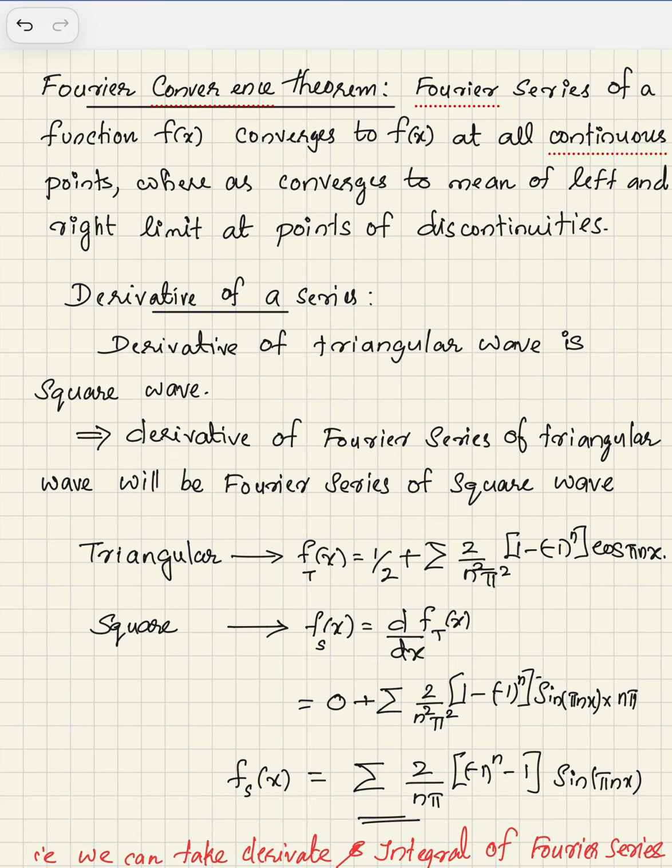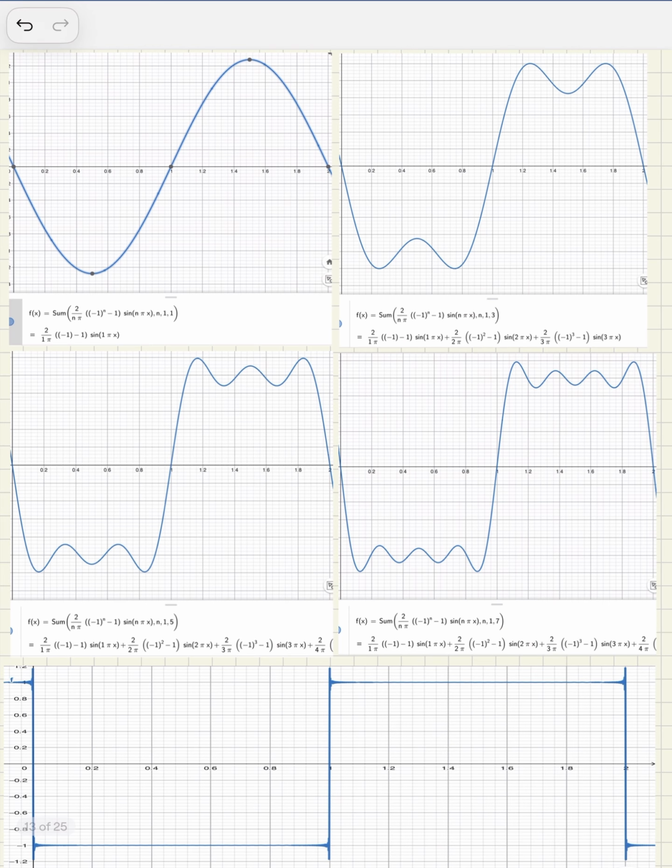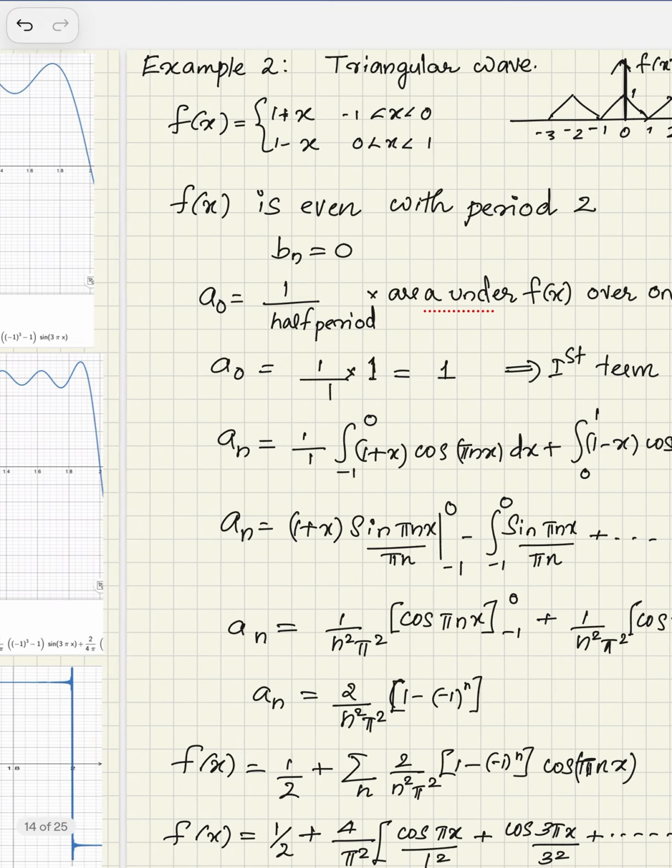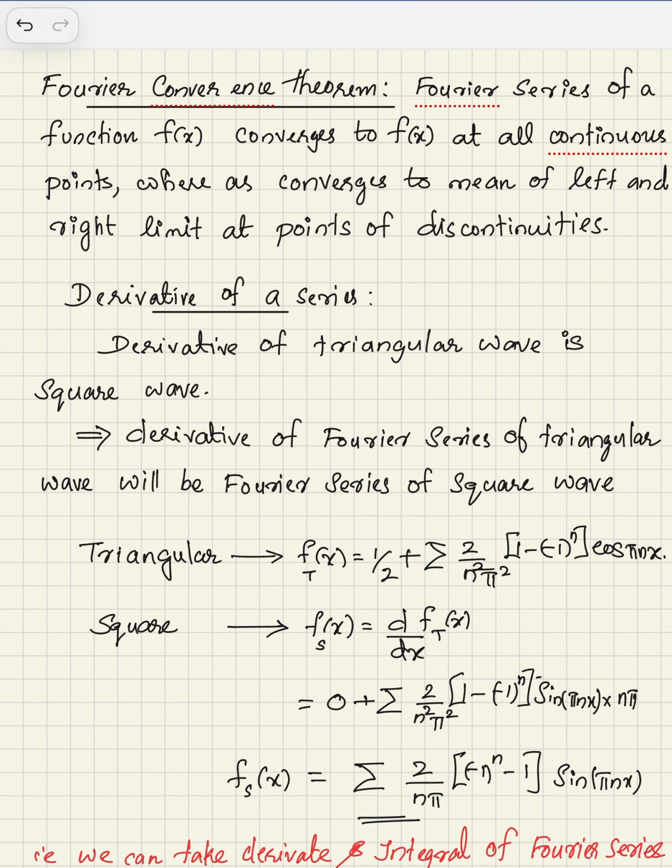So I will discuss the Fourier convergence theorem. Fourier series of a function f of x converges to f of x at all continuous points, whereas it converges to the mean of left and right limit at points of discontinuities. So if you are considering a discontinuous function like a square pulse, at discontinuities, this graph will pass exactly through 0, because our function value on the left is minus 1, on the right is 1, so the mean is 0. So at discontinuous points, the Fourier series will pass through the mean of left and right limit.